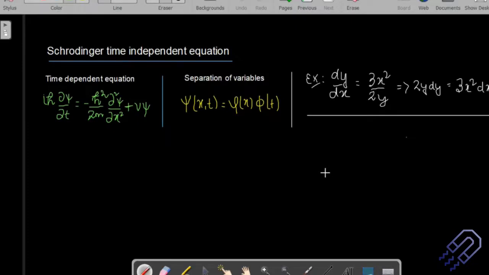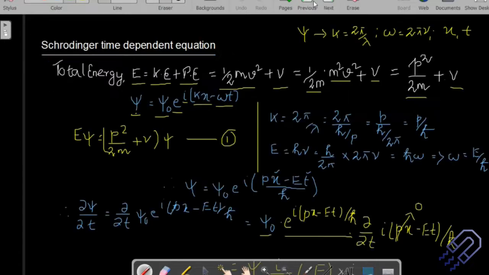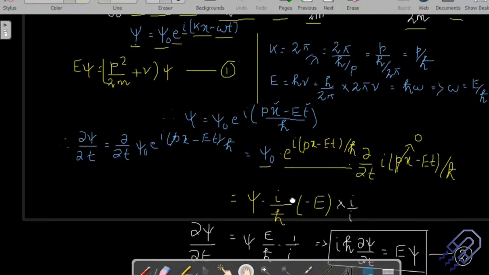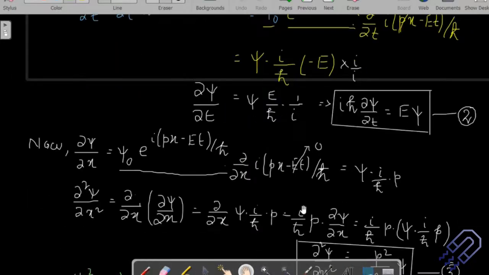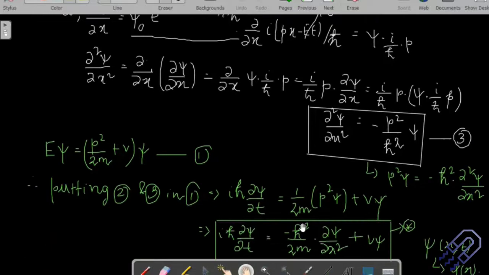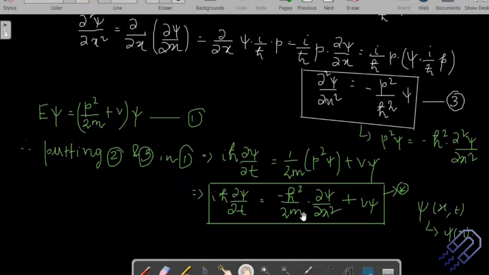Today we are going to derive the Schrodinger time independent equation. Before we derive it, we should know what the time dependent equation is, because the correct way to derive the time independent equation is from the time dependent equation. So first we are going to derive the Schrodinger time dependent equation, which I have done in the last class. You can check the lectures for that.